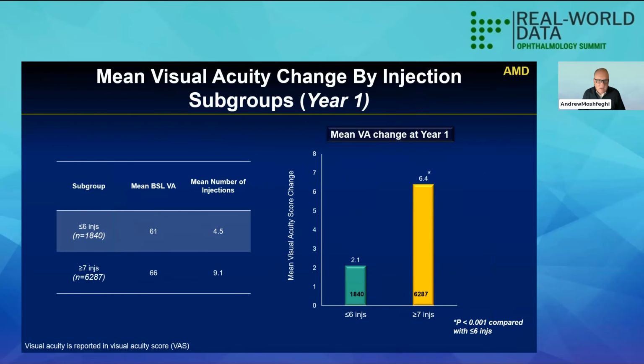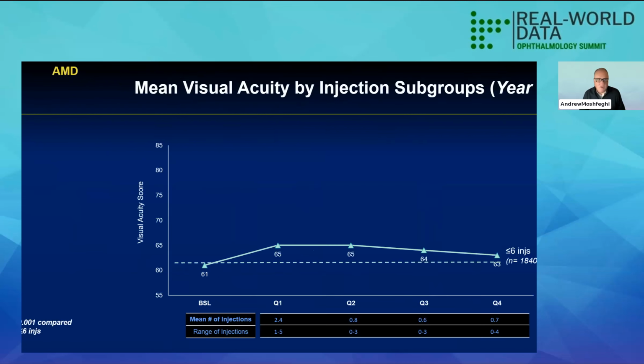The top line data here is that, shown in yellow, the group that had 7 or more injections per year gained about 6.4 mean visual acuity change letters at year 1, compared to just 2.1 letters gained for the less than 6 injections per year. So was it really 7 injections exactly, or 6 injections in each of these groups? If you look on the left, you can see that the less than 6 injections per year group had approximately 4.5 injections per year on average, whereas the more than 7 group had roughly 9.1 injections on average.